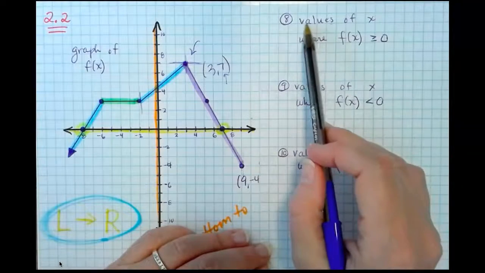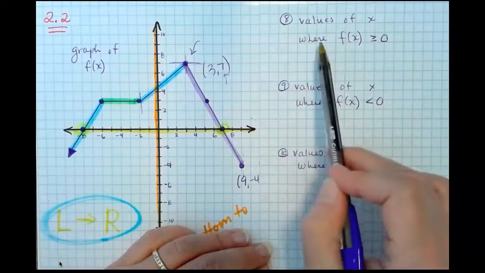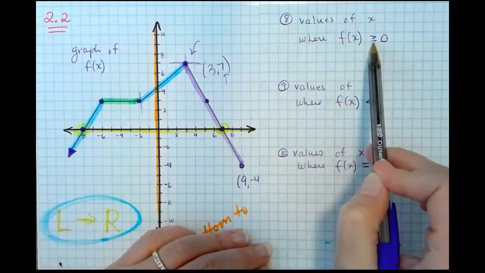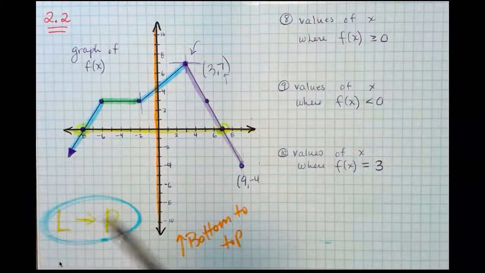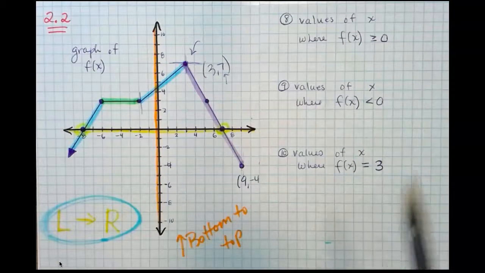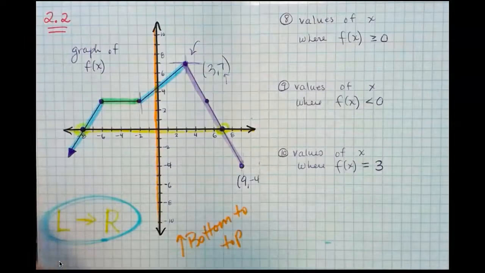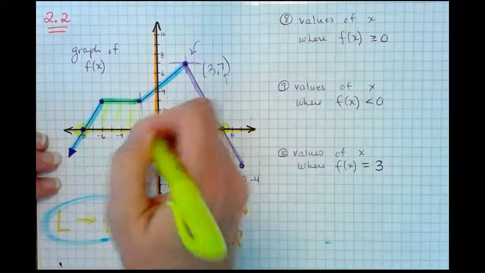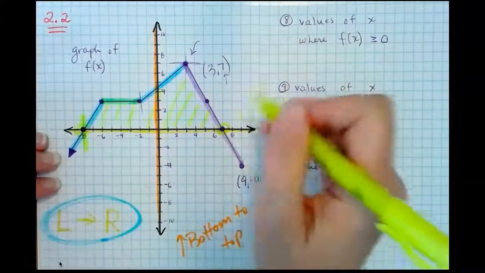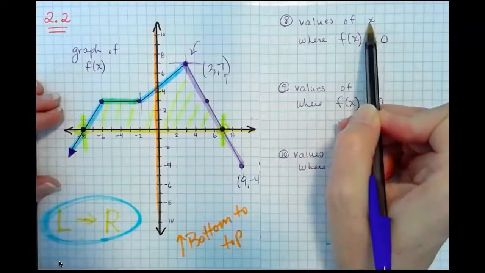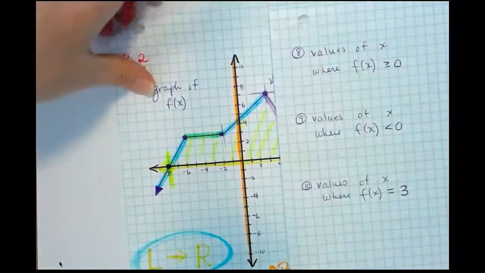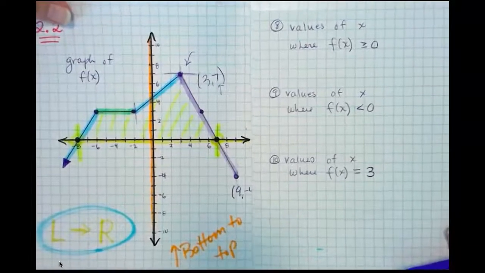So the next one says, what are the values of x where the function is greater than or equal to 0? So once again, we're talking values of x, we're talking left to right. We are going to answer in the form of an interval. So the function is fully above the x-axis from here to there. So this is going to be our interval. This is going to be the interval where what values of x make a function greater than or equal to 0.